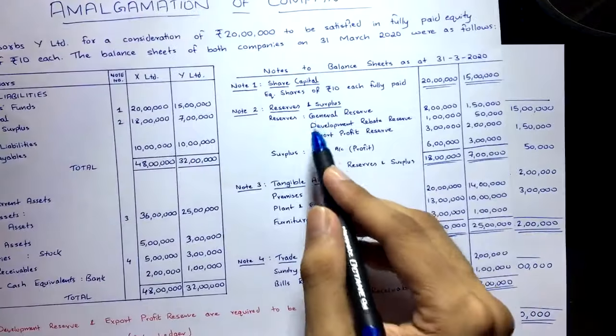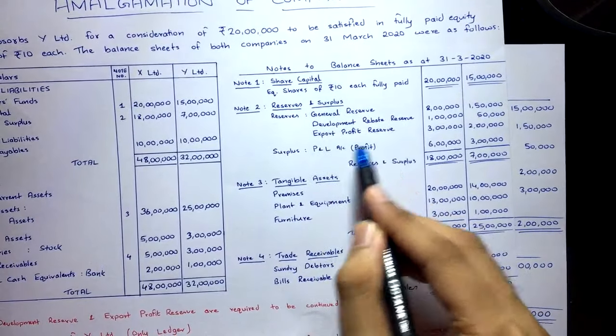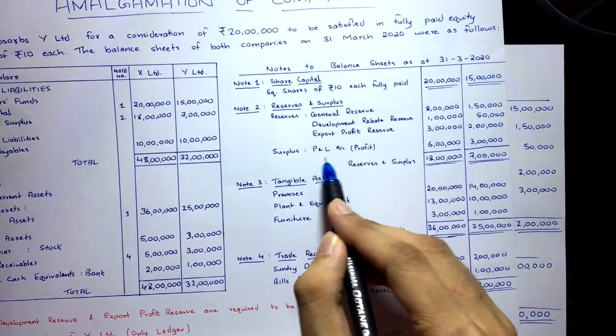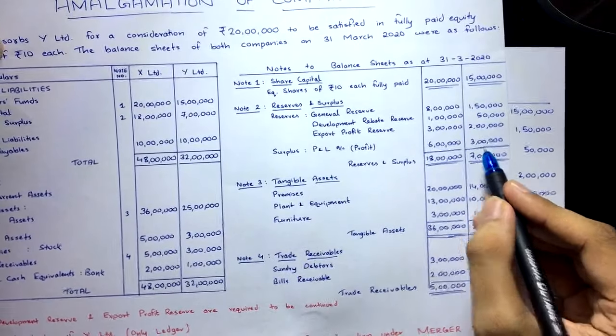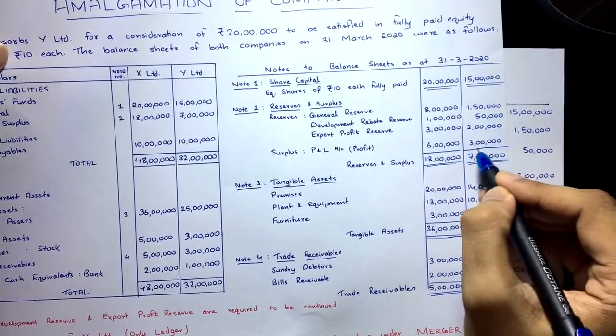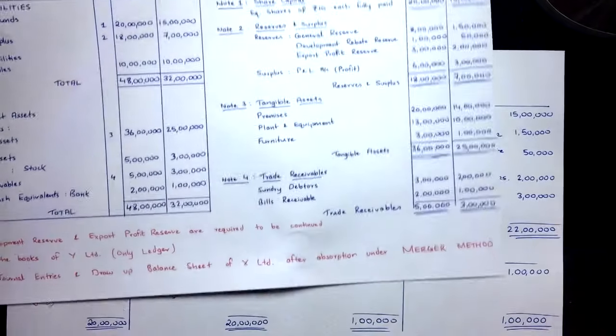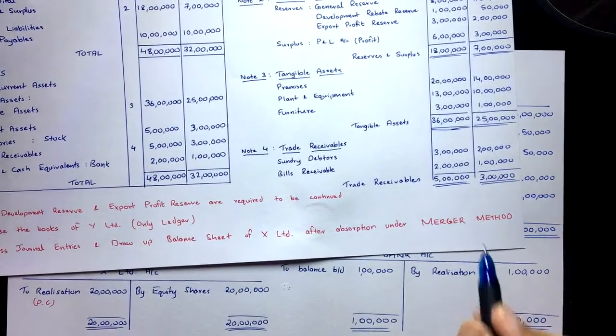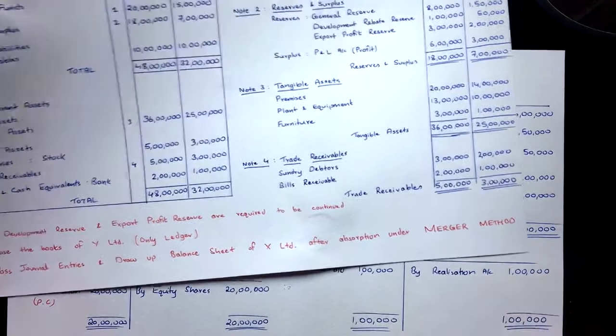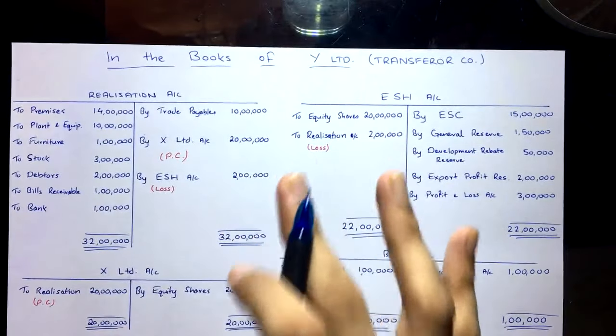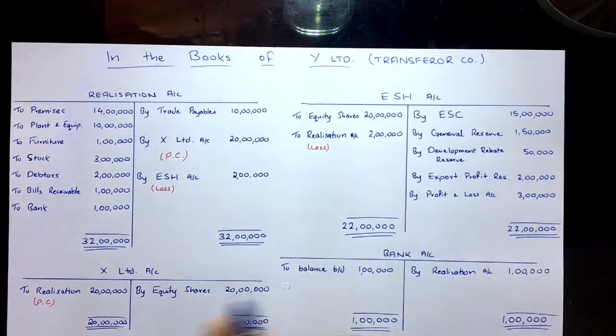And then you have got reserves. So pick all the reserves: general reserve, development rebate reserve, export profit reserve. Yeah, this surplus, profit and loss surplus. How much is it? 3 lakh, yeah? 1 lakh 50, 50,000, 2 lakh, 3 lakh, all at the book values. That is what happens in the merger method. Everything is taken over at the book values. And here also we always use book values.